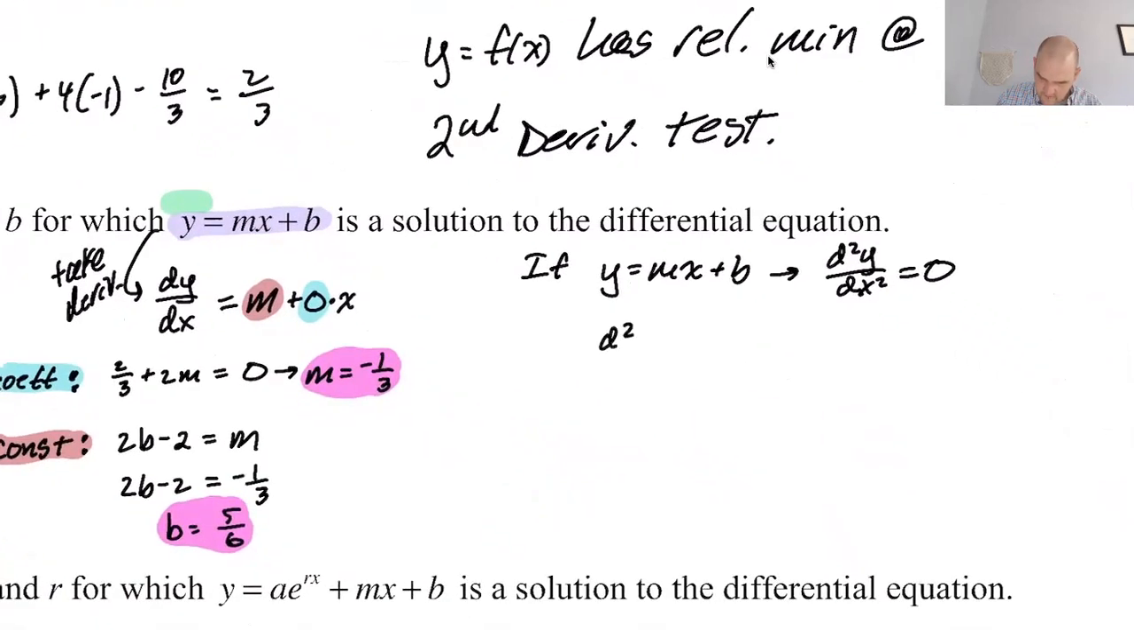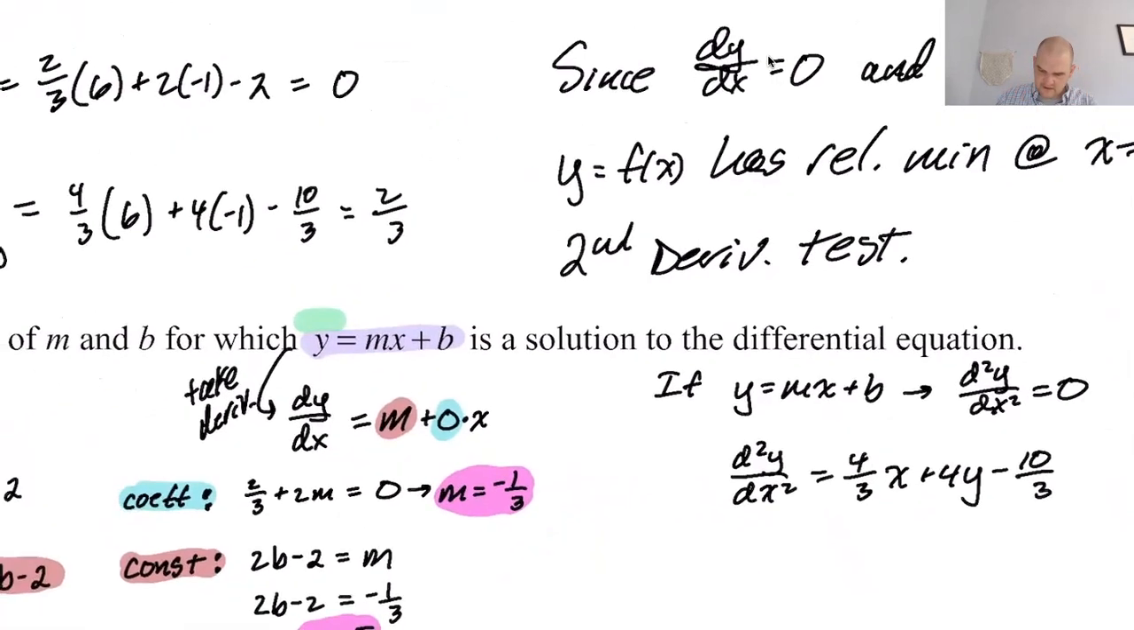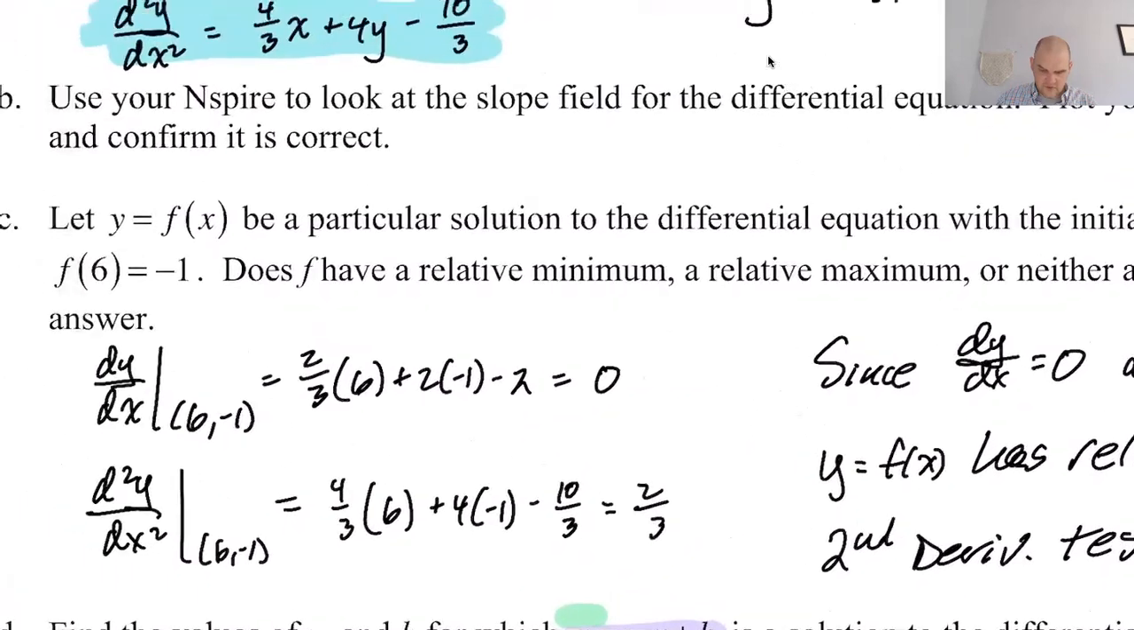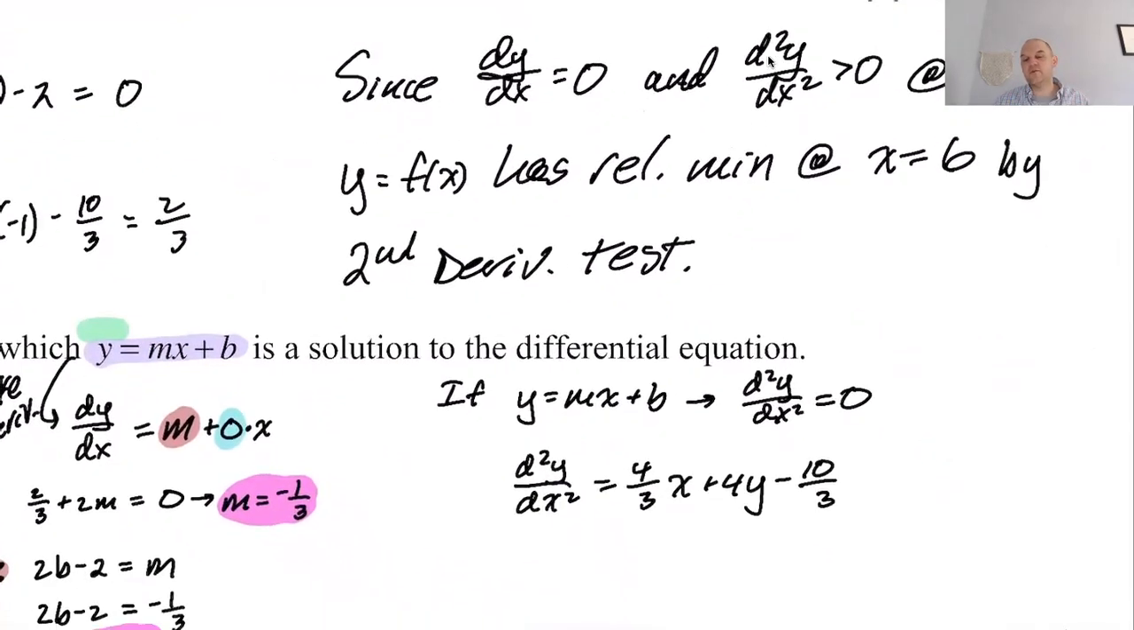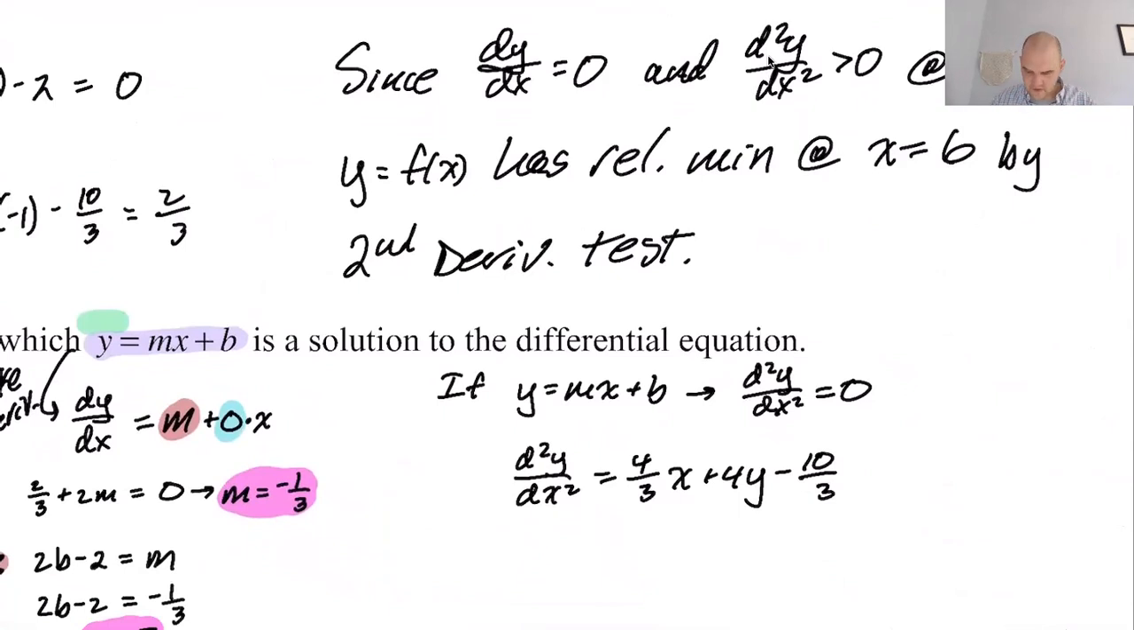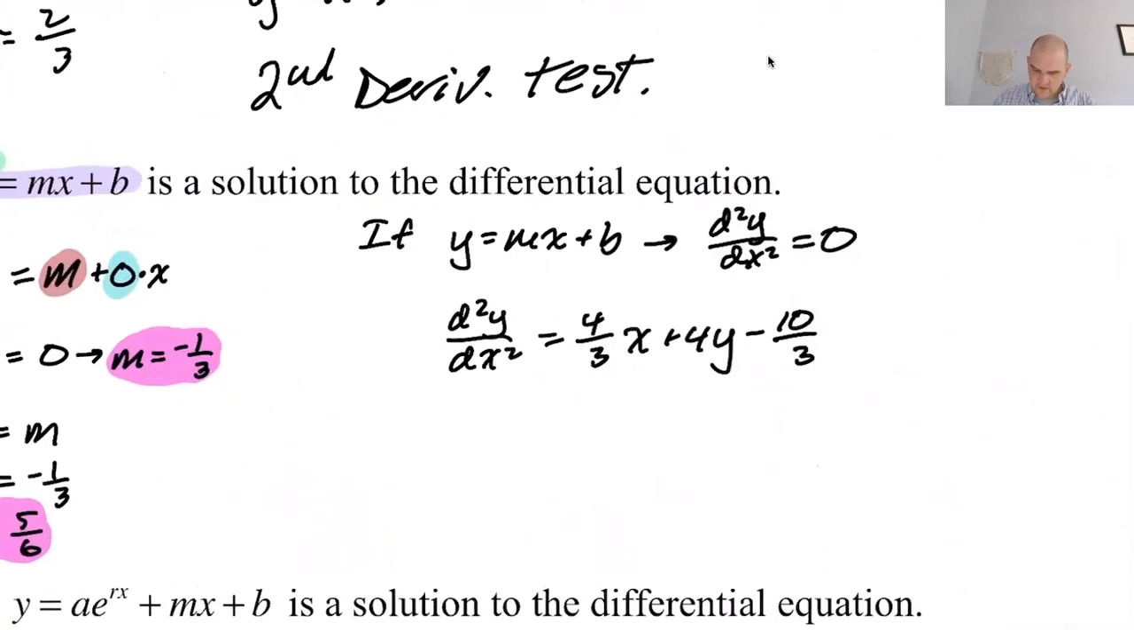I'm not going to remember that. 4/3 x plus 4y, I think, minus 10/3. Okay, yeah. So that's from taking the second derivative. If you don't remember how to do that, go watch the previous video. It's all in there. So I've written the second derivative two different ways.